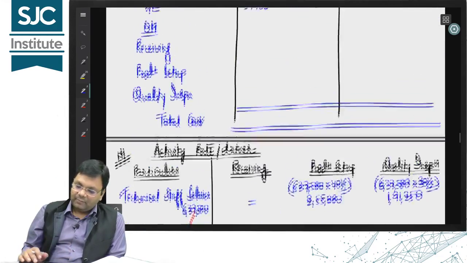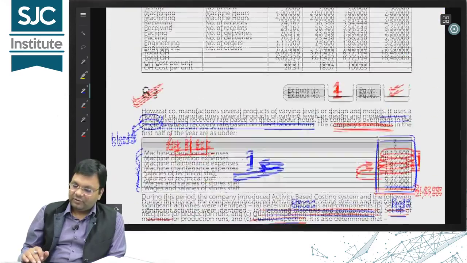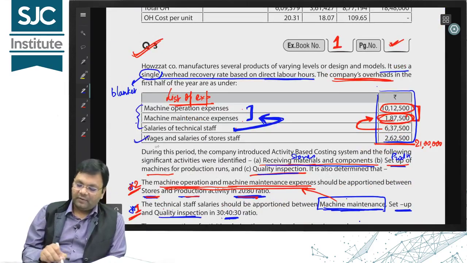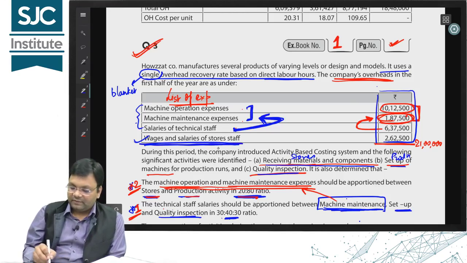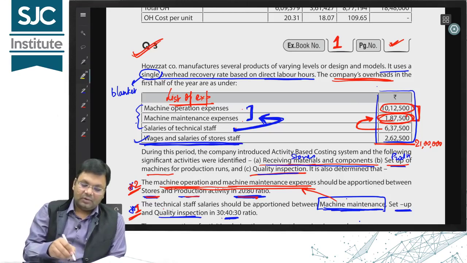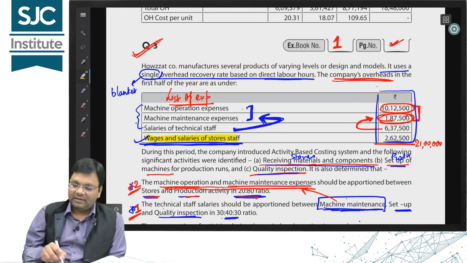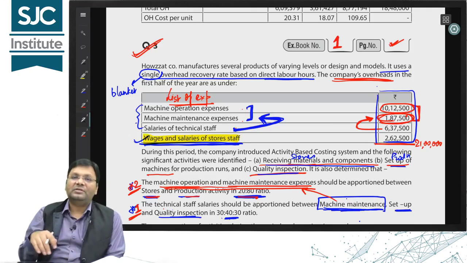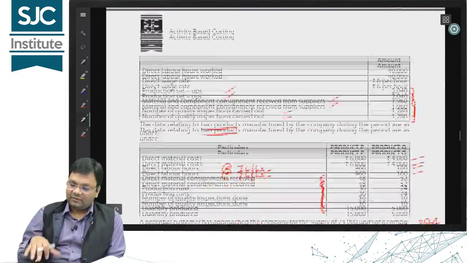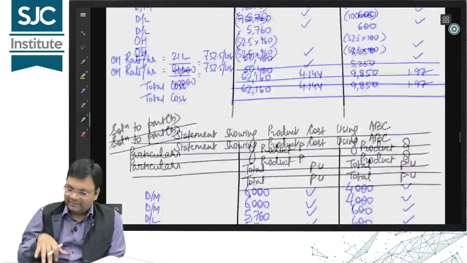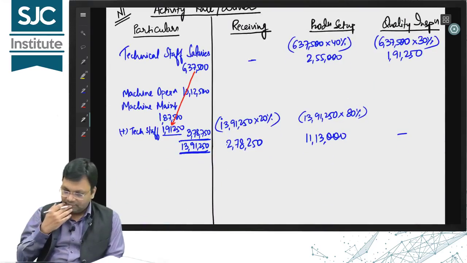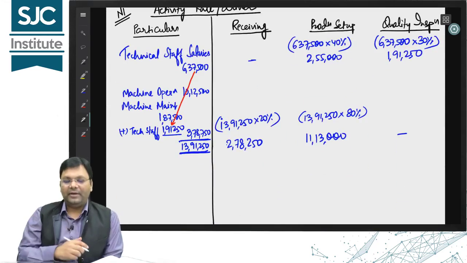So we have apportioned 3 expenses. If you see, we have apportioned 3 expenses. First 3 has been done. Now there is a 4th item for which nothing was mentioned in the question. So does it need to be apportioned? Of course, it needs to be apportioned. How it will be apportioned is not mentioned, but it is very much obvious from the name itself. Wages and salaries of store staff. Store staff means in which activity? Now you be the judge and tell me which activity. Store staff means it should be in receiving, production setup, or quality inspection. You tell me.